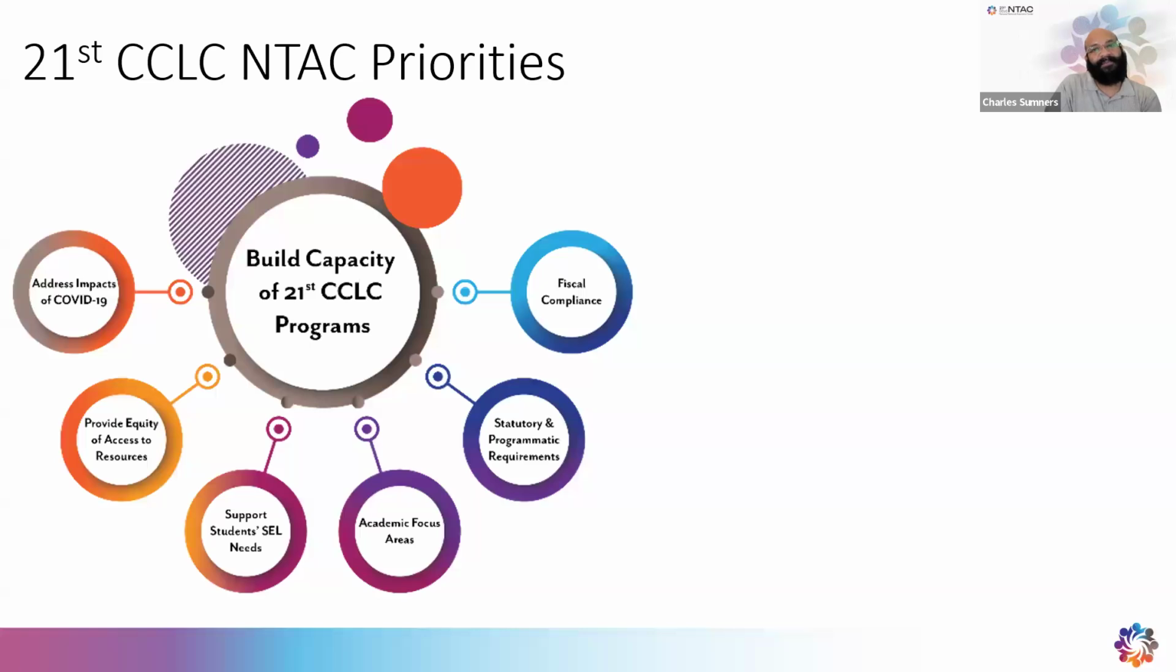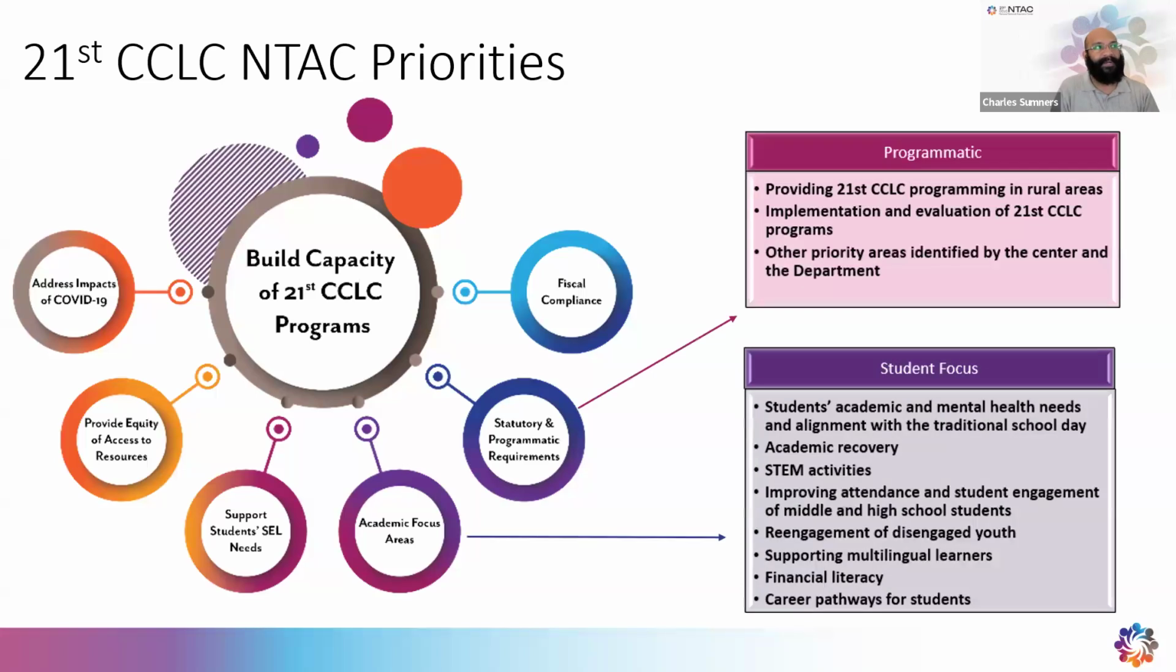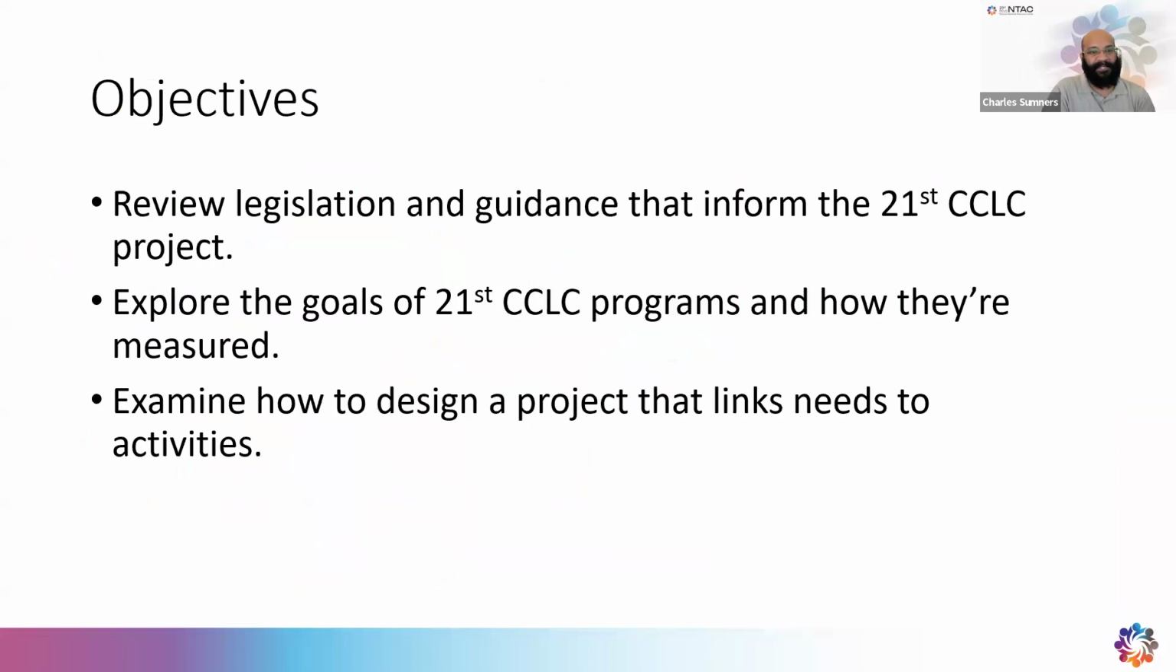So let's take a look at some of the 21st CCLC NTAC priorities. You see here that some of our priorities focus on addressing the impacts of COVID-19, academic areas of focus, but today, the particular areas that we're looking at are statutory and programmatic requirements, right? Because we're talking about building that grant and fiscal requirement compliance. Just different aspects of the grant writing process and the information surrounding those, just so that you can build a grant proposal that really knocks it out of the park and shows people the incredible program that you're looking to put together. So let's jump in.